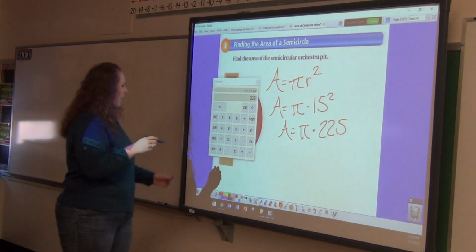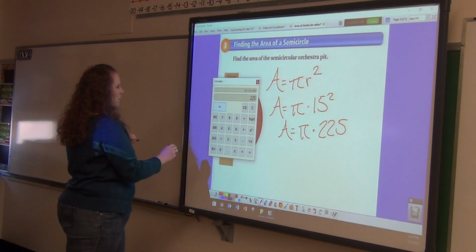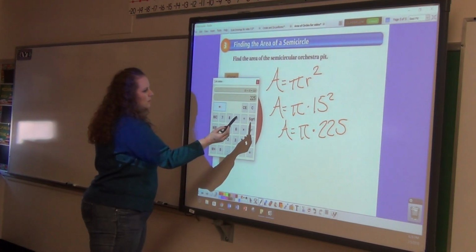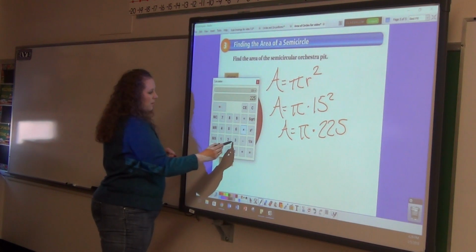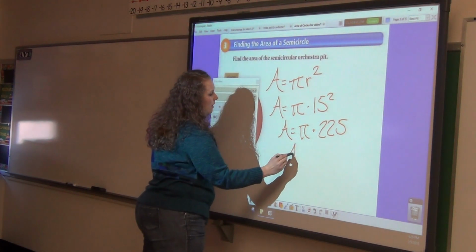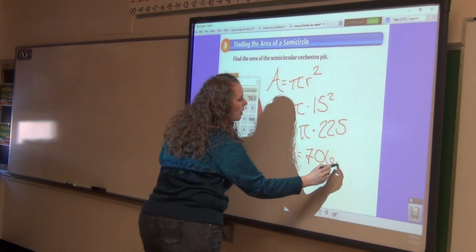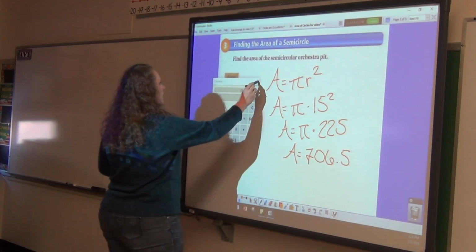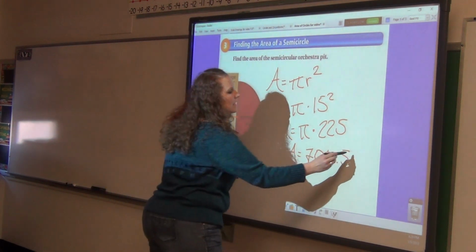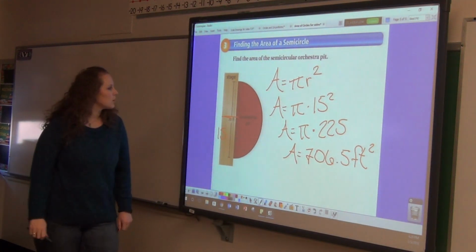225. And I don't have a pi button on here. Let's see if I can find one. Nope. Okay. So we're just going to multiply by 3.14. So 225 times 3.14. Area equals 706.5. And we've got to label this feet squared. That's the area of our orchestra pit.